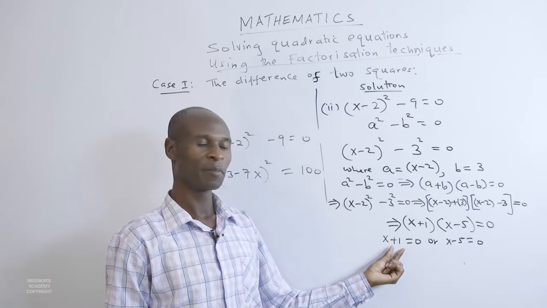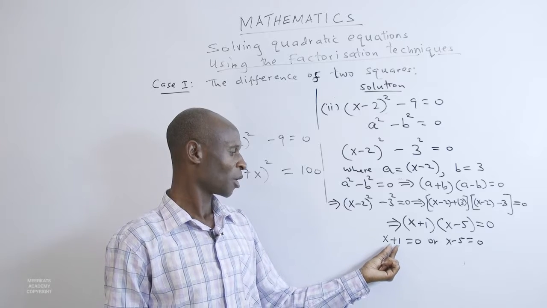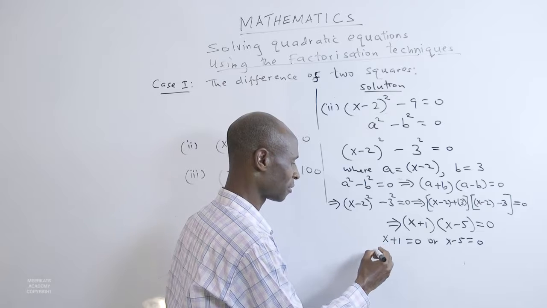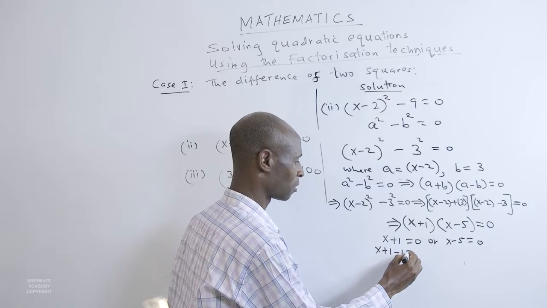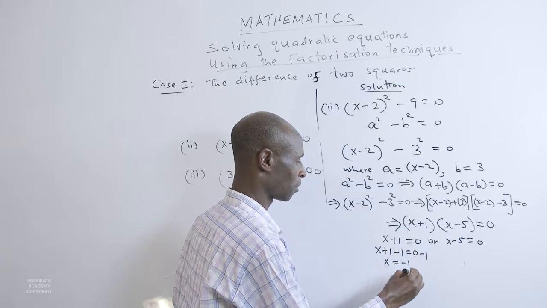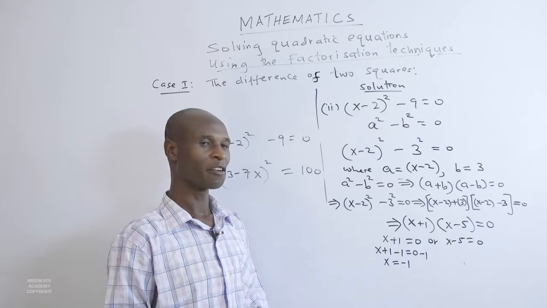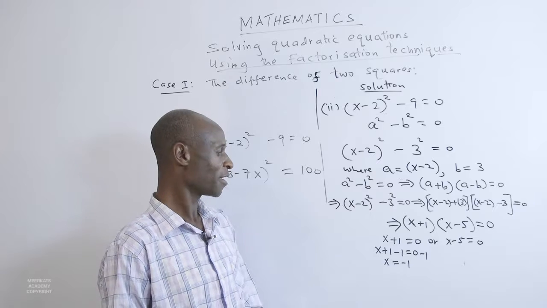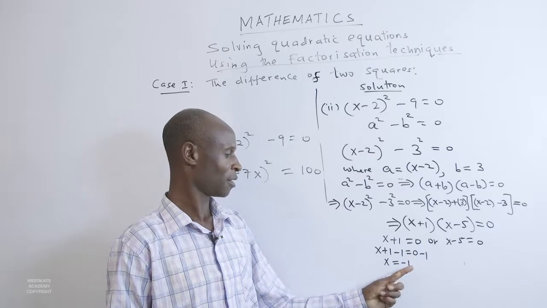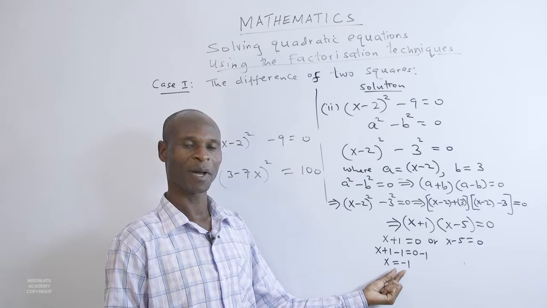So at this point, we can get the value of x. Because it's positive 1, we subtract 1 from both sides. So if we subtract 1 from both sides, we have x plus 1 minus 1 is equal to 0 minus 1. So the result will be x is equal to minus 1.